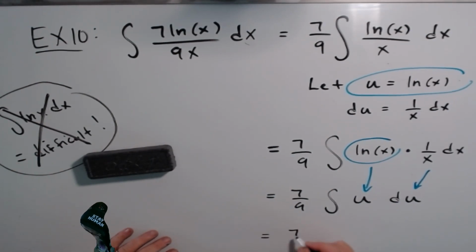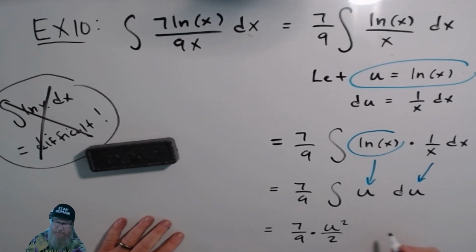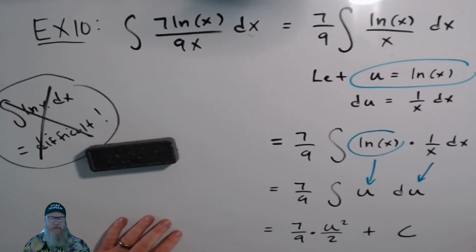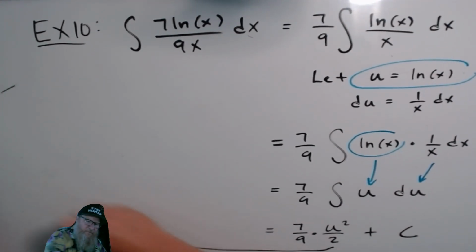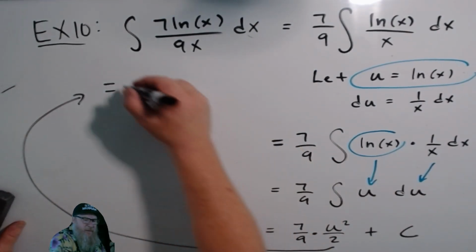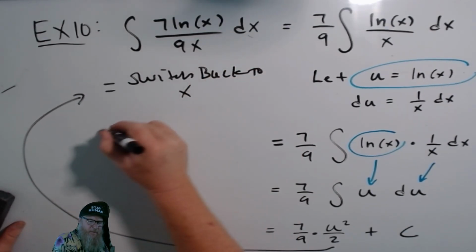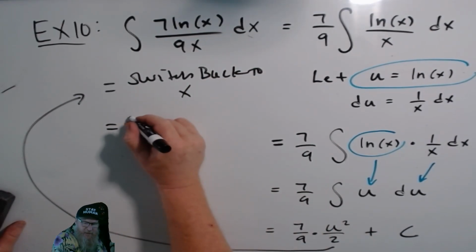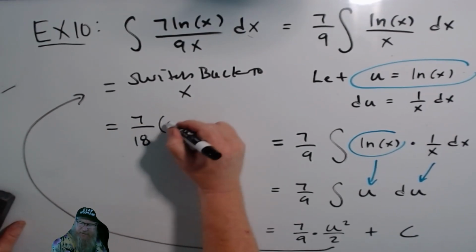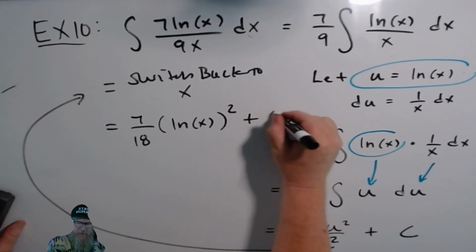And then now you take the integral or the antiderivative. That's going to be u squared over 2 plus c. And then you have to switch back. Switch back to x. So that's going to be 7/18 (ln of x) squared plus c.